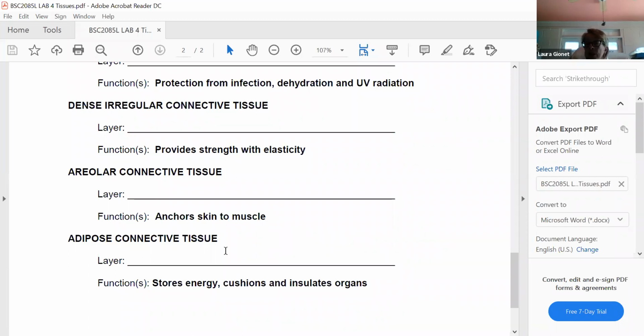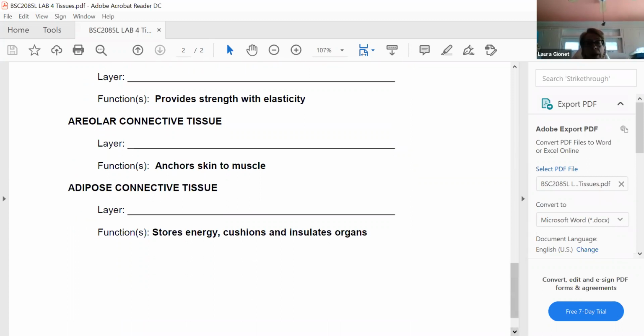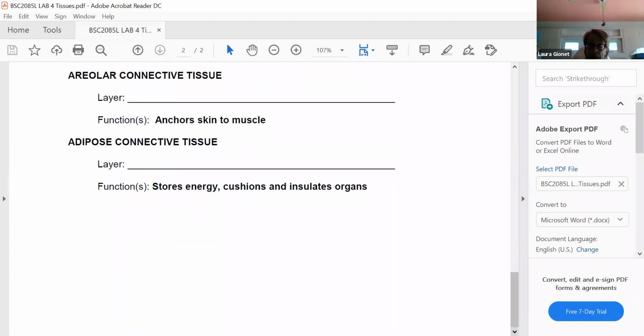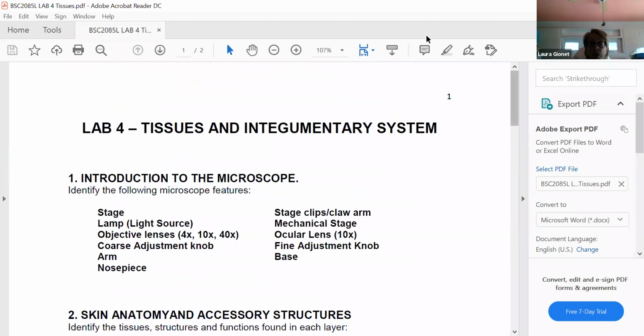Adipose connective tissue, fat, found in the hypodermis or subcutaneous, stores energy, cushion, and insulate organs. Remember, whenever it comes to fat, if you solidly remember the function of pure lipids from the chemistry lab, we keep saying long-term energy storage, cushion and insulate organs, then you're good to go. And that's really it for the document, but now we're going to look at the images.